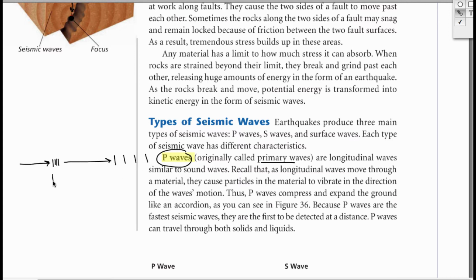And then they get pushed together and then they get stretched out. This is kind of like cars in traffic. This is also how sound waves are created.